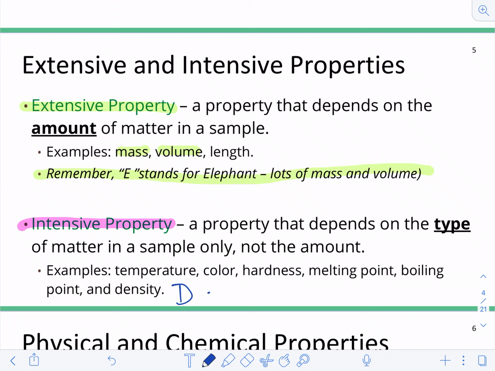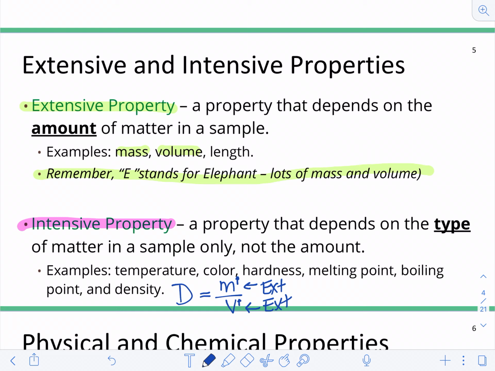And if you think about the formula for density, density is mass over volume. Both of these are extensive, right? We said mass was extensive. It depends on how much of a substance you have. So if I have more of a substance, this mass number is going to go up. We said volume is also extensive. Again, if I have more of a substance, that volume is going to go up.